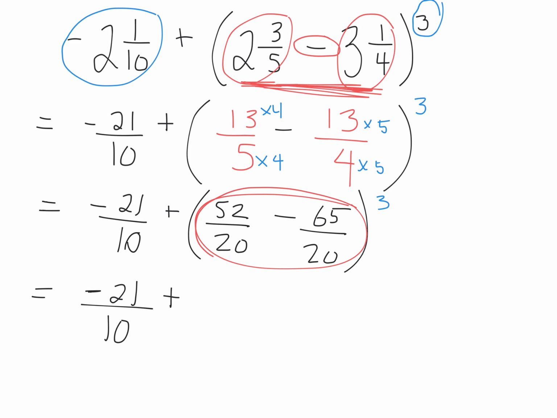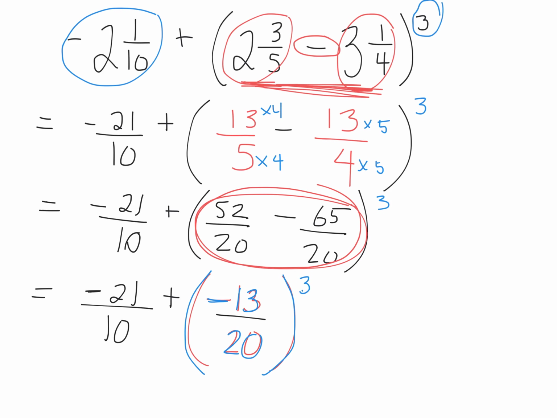What's the solution to this? Look here, please. What's 52/20 minus 65/20? What does that equal to? Yes? Negative 13/20. Now look here. It's all of this inside the bracket to the power of 3. So it's negative 13 to the power of 3, and it's 20 to the power of 3.